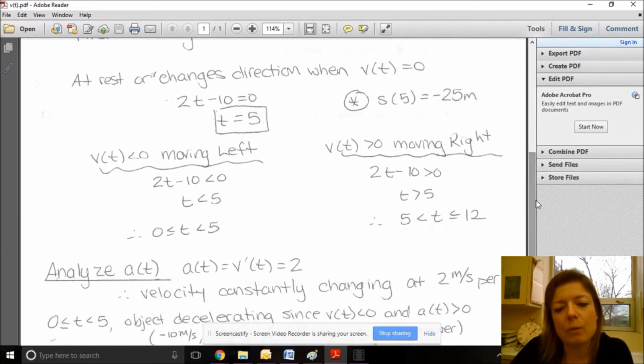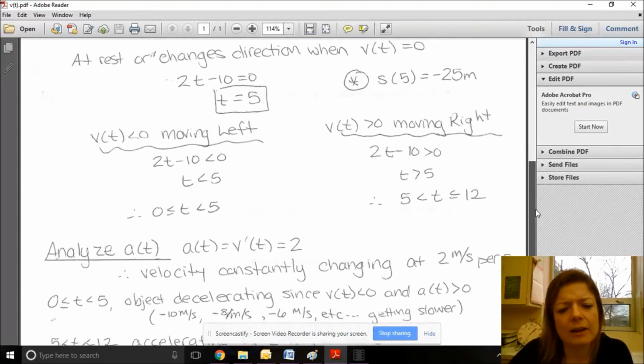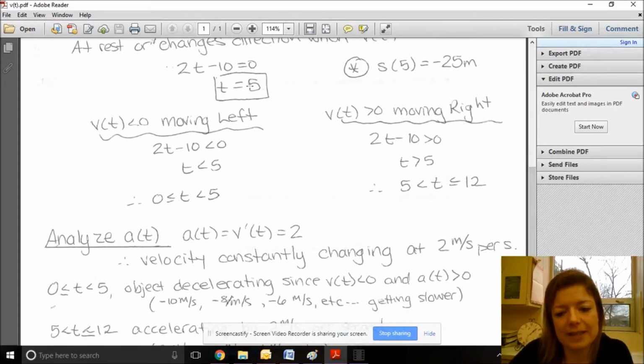Then we want to find out where the object is at rest or changing direction. So we want to solve for when velocity is 0. So in this case, velocity is 0 at 5 seconds. Okay, so I also find the position of it at 5 seconds, because that means that's kind of as far as it's gotten in that direction. So that's negative 25 meters, or 25 meters to the left of the starting point.